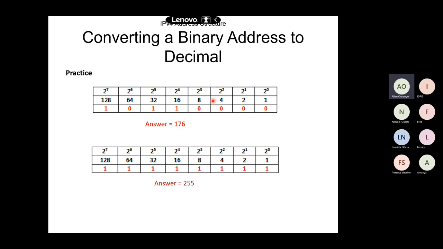So 5 falls between 4 and 8. We cannot use 4 because it is less. We use the one that is more than 5, which is 8, because you can only use the numbers that are here. That's why we are learning the multiples of 2. You cannot use anything that is not here. So since 4 is less, we take 8. Then we ask ourselves, 8 is 2 to the power what? 8 is 2 to the power 3. That 3 is what we are looking for. So 3 is the number of bits.